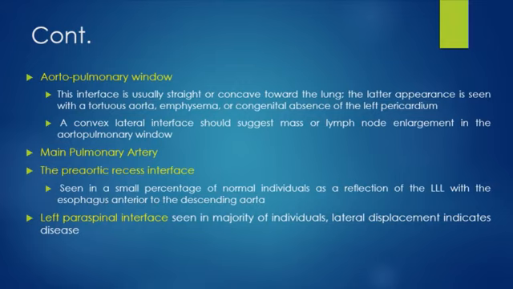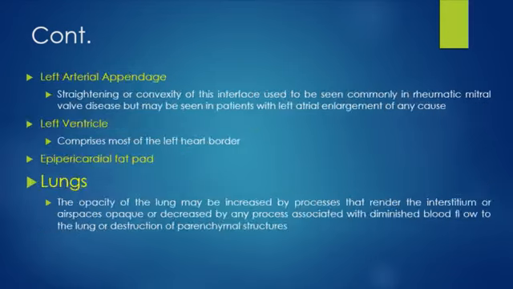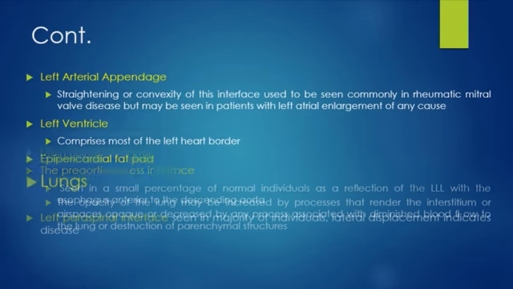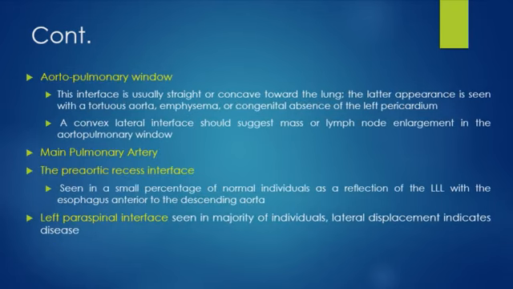Should be straight. Main pulmonary artery, then the pre-aortic recess interface, seen in a small percentage of normal individuals as a reflection of the left lower lobe with the esophagus anterior to the descending aorta. Left paraspinal interface seen in the majority of individuals. Lateral displacement indicates a disease.